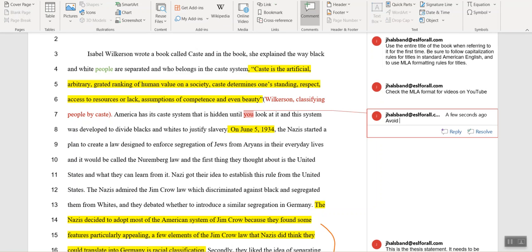Avoid using second person pronouns in academic writing because the essayist is not speaking to the reader.